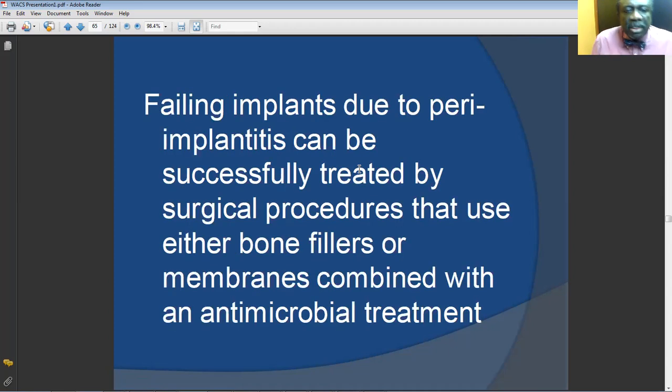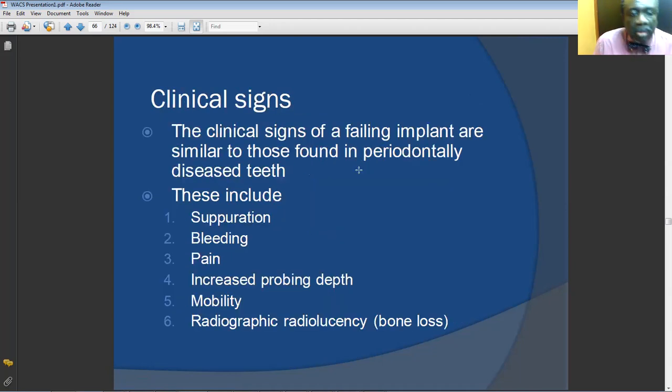Okay? So failing implants due to peri-implantitis can be successfully treated by surgical procedures that use either bone fillers or membrane combined with antimicrobial chemotherapy. This is a fantastic slide. This is saying that you can do bone filling, you can use membrane, and you can give antimicrobial chemotherapy. In one slide, telling you three different modalities. Now, what do you see with peri-implantitis?